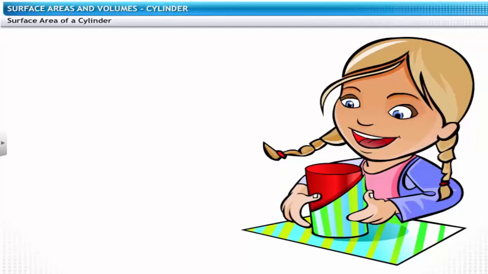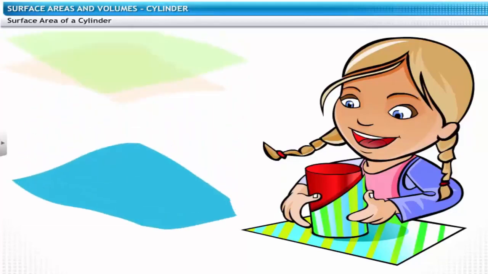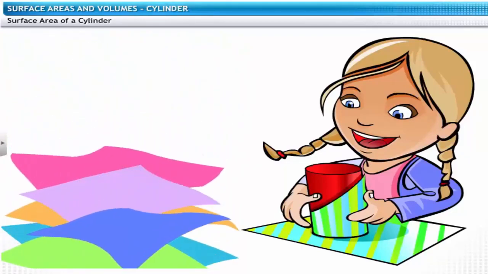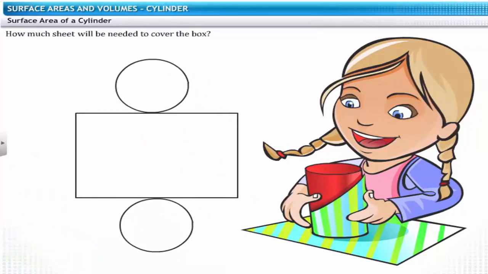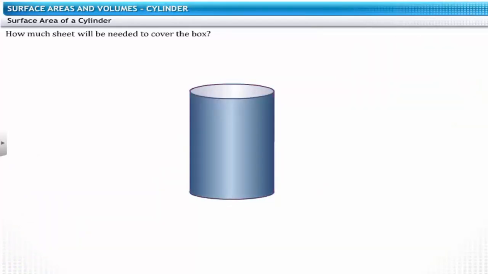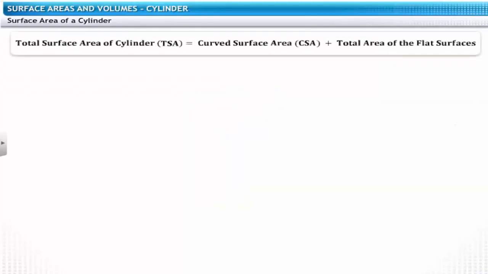Here's Padma. She has made a money box for her kid brother. She wants to buy colored paper to cover the box. How much sheet will be needed to cover the box? If she knows the total surface area of the cylinder, she'll be able to estimate the number of sheets needed. Let's derive the formula to calculate the total surface area or TSA of the cylinder. The TSA of a cylinder can be calculated by adding the curved surface area or CSA and the area of the flat surfaces.